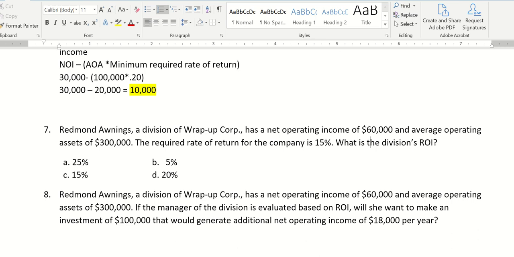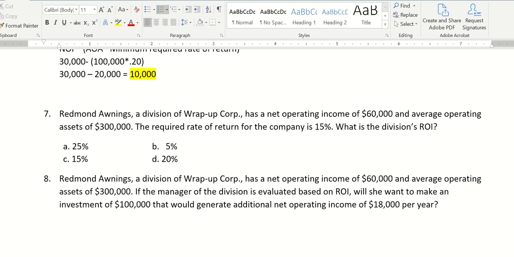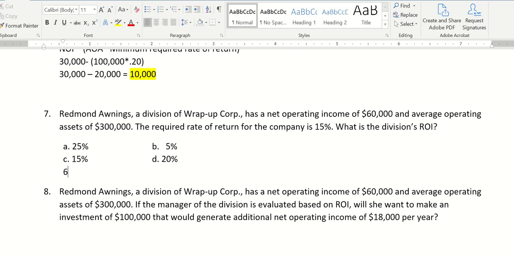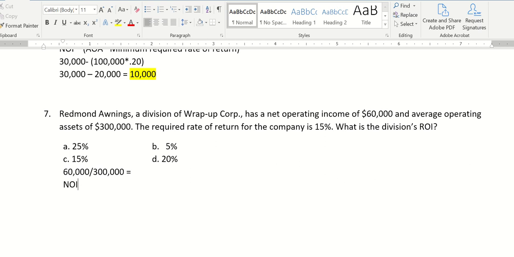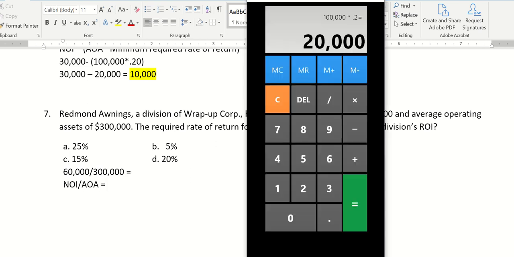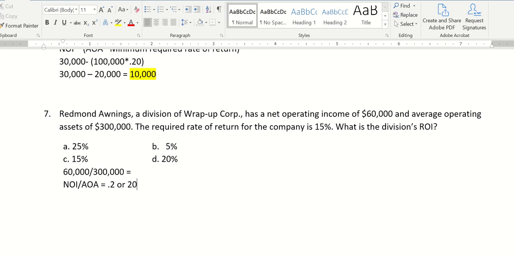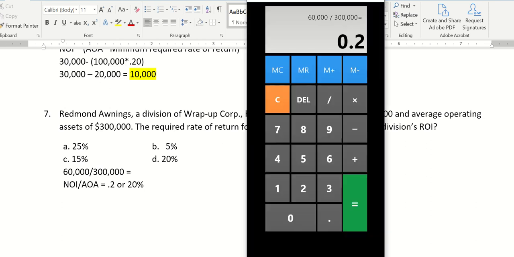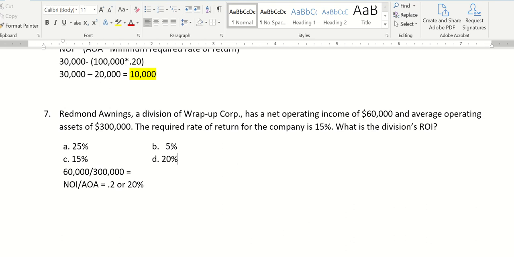What is the division's ROI? ROI would be net operating income divided by average operating assets, and hopefully this is getting easier, so you know that formula. So NOI divided by average operating assets: 60,000 divided by 300,000 is 0.2, or 20%. You could times that by 100 to make it a percentage. 20%.